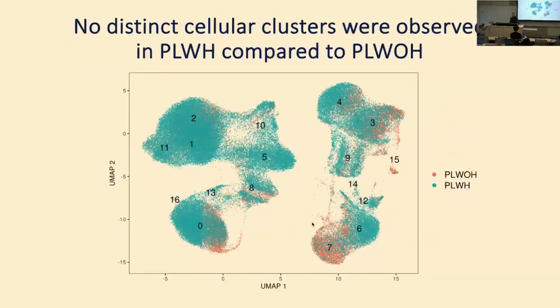So now we started putting more information into the analysis, and we asked, can we see which cells came from which donor? People living without HIV are in red, and people living with HIV are in green. As you can see, green and red simply overlap. That means it's not that some cells came from people without HIV and some with HIV. They overlap. So the HIV status did not really separate these clusters.